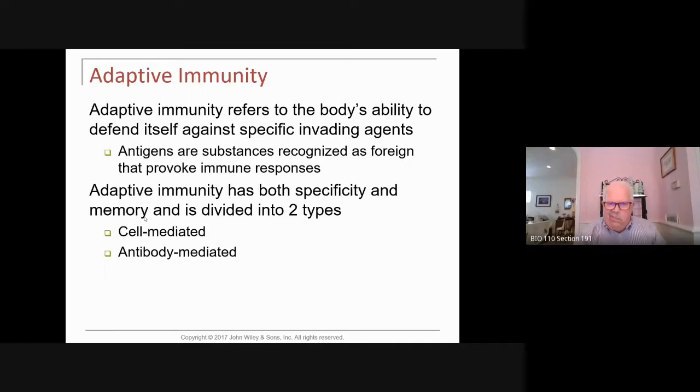This adaptive immunity is divided into two types: cell-mediated or antibody-mediated. Cell-mediated means that a specific cell kills the foreign body. Antibody-mediated immunity means that a cell produces an antibody that will kill that foreign protein.